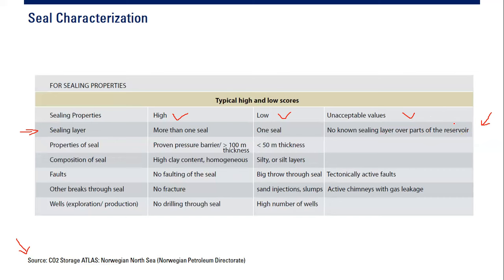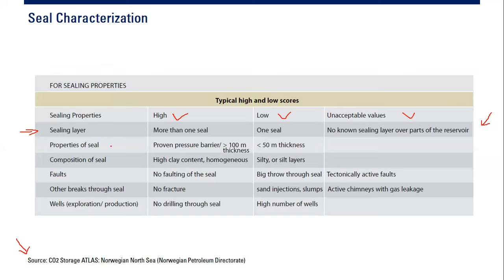Because if there is no known sealing layer over some parts of the reservoir, then those areas can be the weakest points from which the CO2 can leak, maybe even to the surface. So you must be sure that at least one seal already covers all parts of the reservoir, if you want your reservoir or your aquifer to be a proper CO2 storage. Okay, so that's very fundamental.